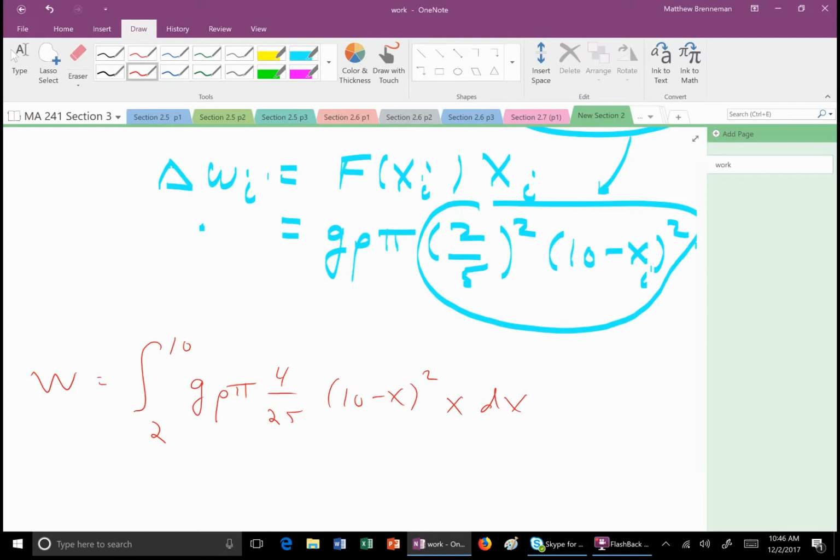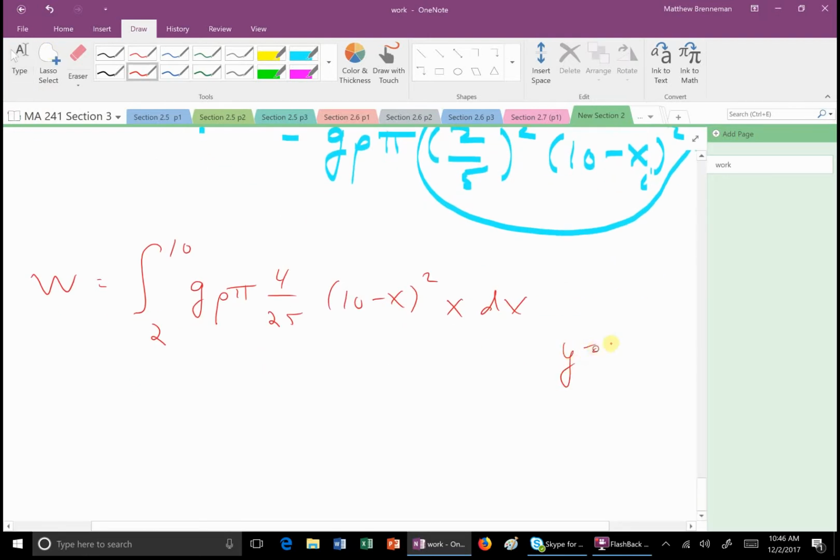One quick word of advice. One of the things you'll find a lot is a substitution that makes this a little easier. I'll just mention this really quick. If I let y be 10 minus x, then the limits change, and 10 minus that would be 0. It'll be g rho pi 4 over 25 times y squared, and then x is going to be 10 minus y. That might be a little easier. Sometimes you'll find that helps.